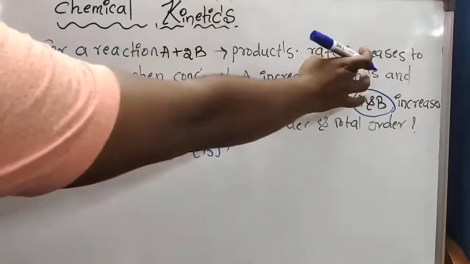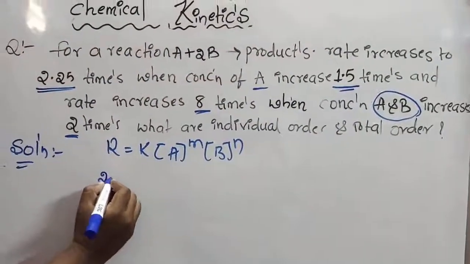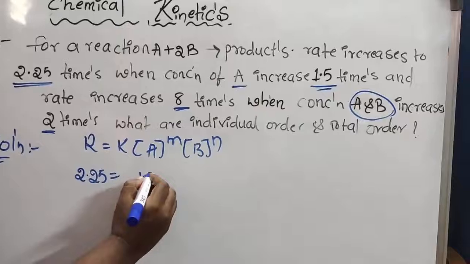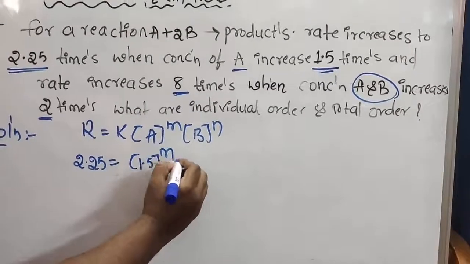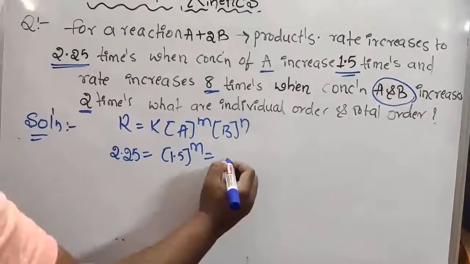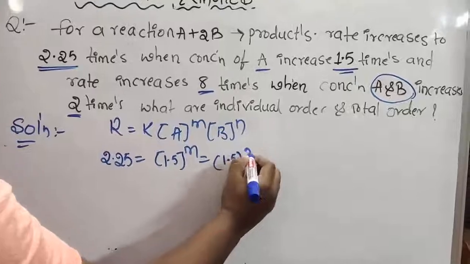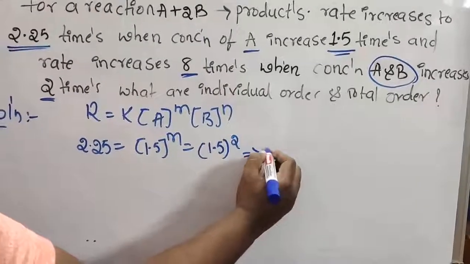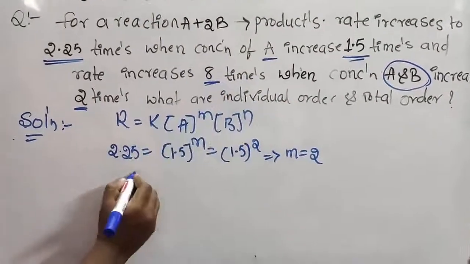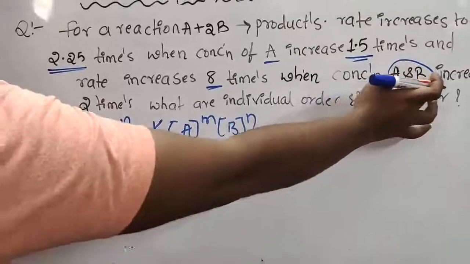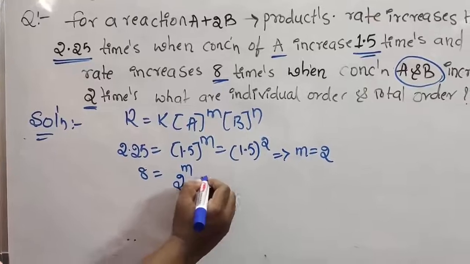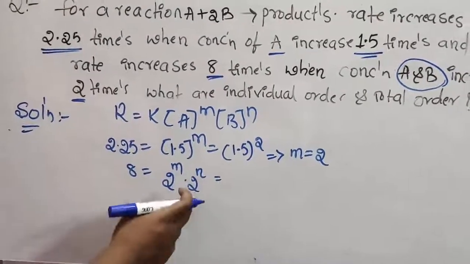So here rate increases 2.25 times, and concentration of A increases 1.5 times. 1.5 to the power of m. 1.5 to the power of 2 equal to 2.25. That means 1.5 square, so here m equal to 2. And next, when rate increases 8 times, when concentration of A and B both increase 2 times, 2 to the power of m and 2 to the power of n.